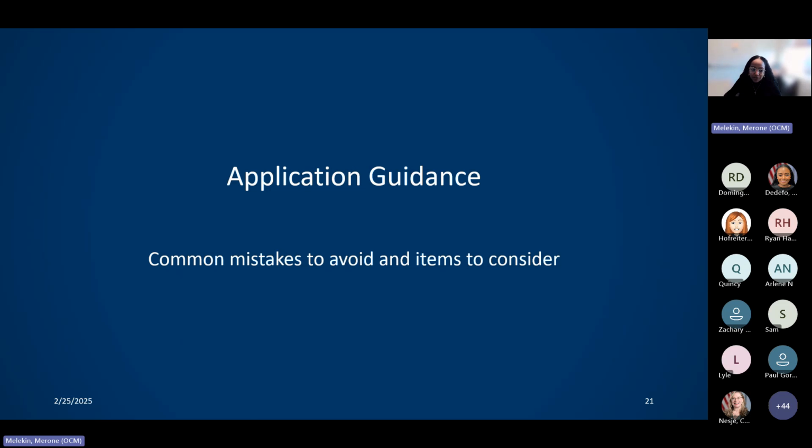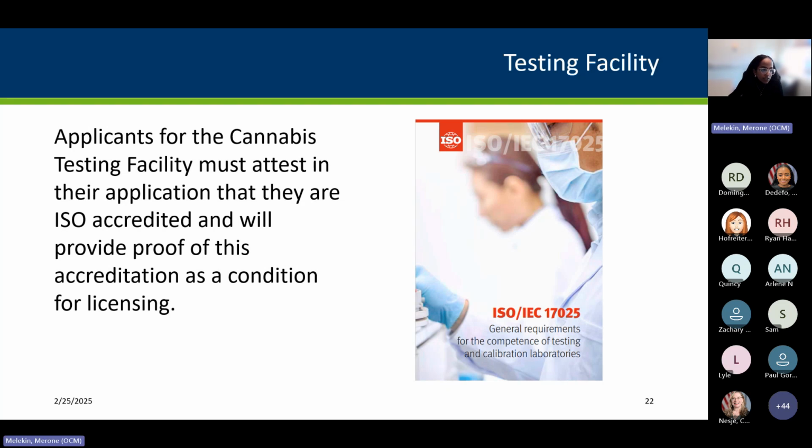So now I want to pivot a little bit over to some common mistakes to avoid and items to consider as you are preparing your application and preparing to submit your application. One thing that we do want to mention as it relates to the testing facility license is that applicants for the cannabis testing facility license must attest in their application that they are ISO accredited and will provide proof of this accreditation as a condition for licensing. And so I encourage you to stay up to date with our office as we will be providing additional guidance and FAQs on our website to continue to support folks throughout this process. But this is one thing that we want folks to be aware of throughout the application process.